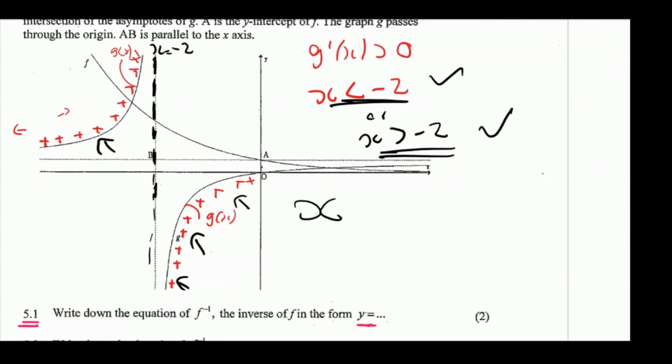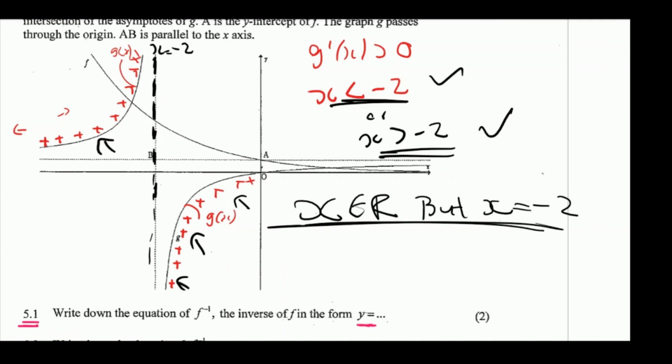Or someone can just say when x is an element of real numbers, but x is not equals to -2. So these two solutions are considered. Either you write this or you write these two here.